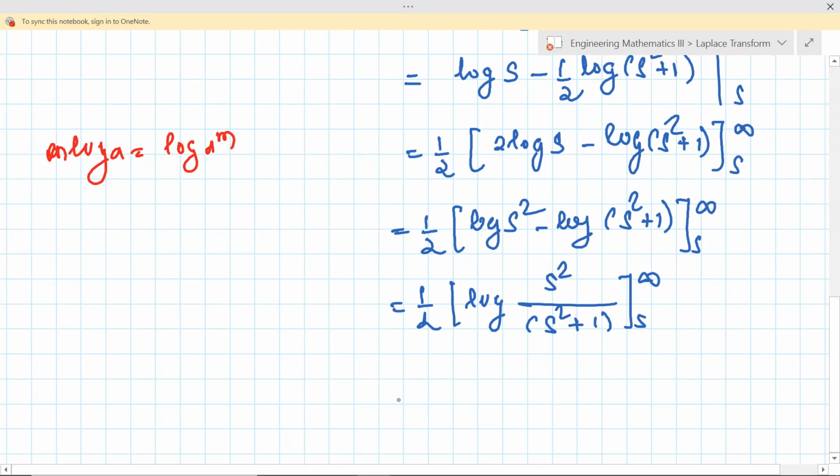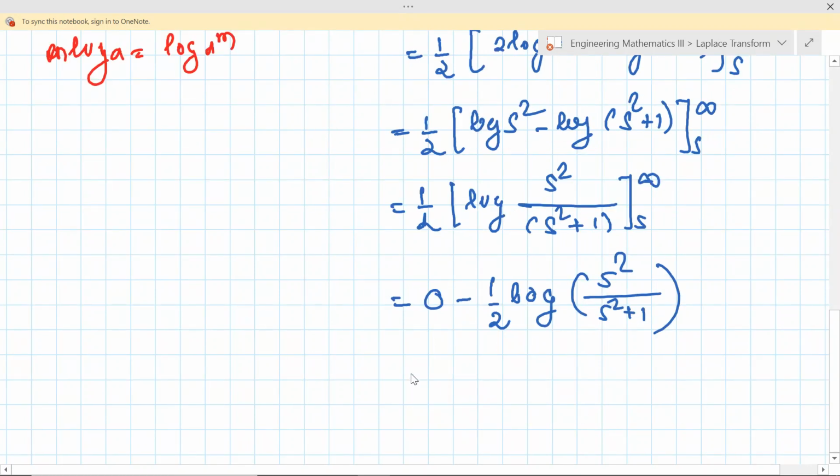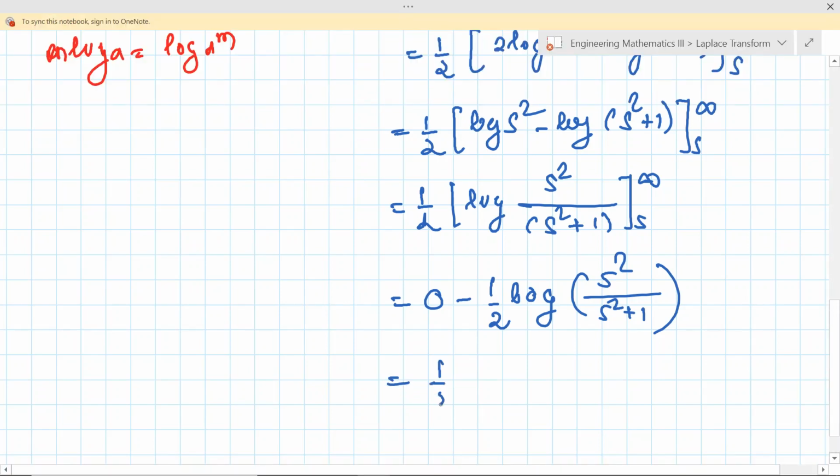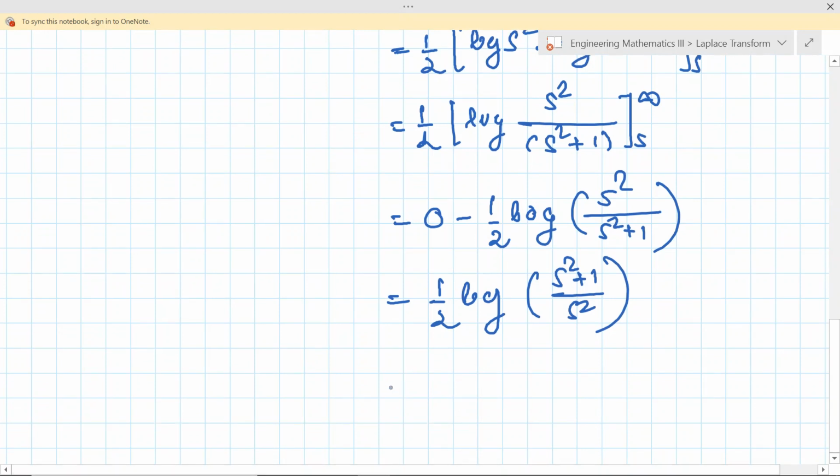Just apply the limits. Okay, for the upper limit it is definitely 0. For the lower limit it is minus, and the lower limit is as it is, s square upon s square plus 1. And what is this? This is nothing but 1 by 2 log of (s square plus 1) divided by s square, and this is my F of s. This is F of s, isn't it? Any doubt?